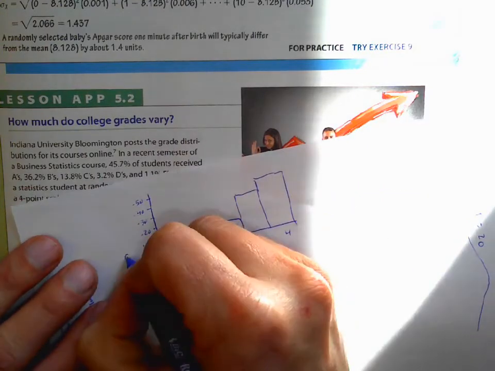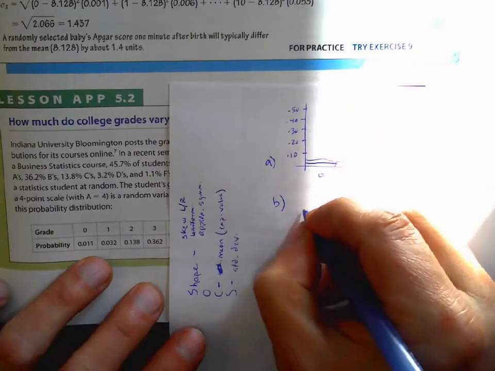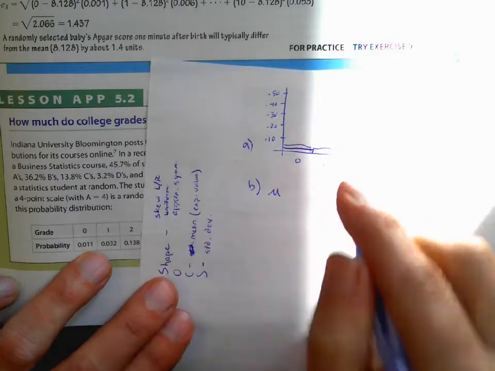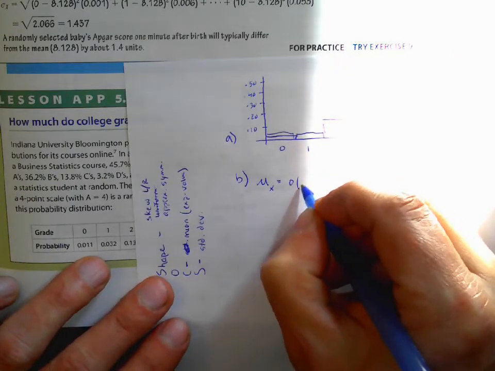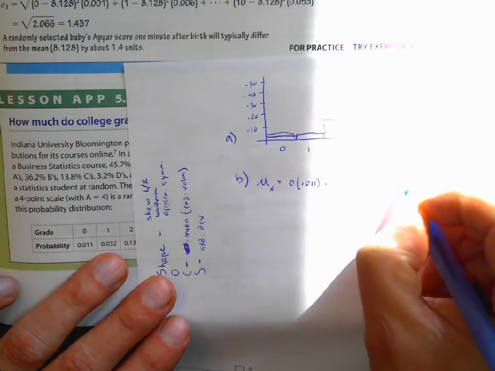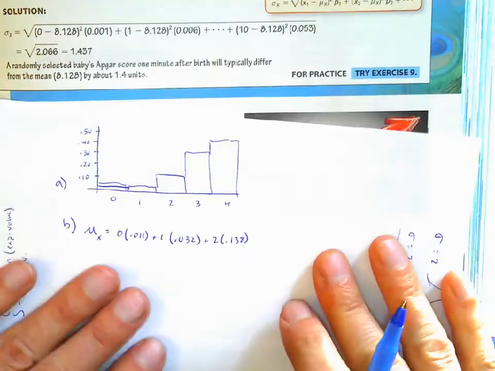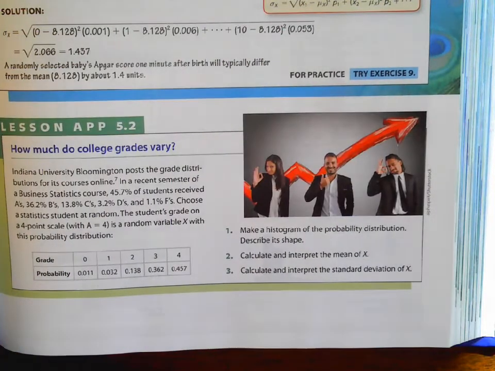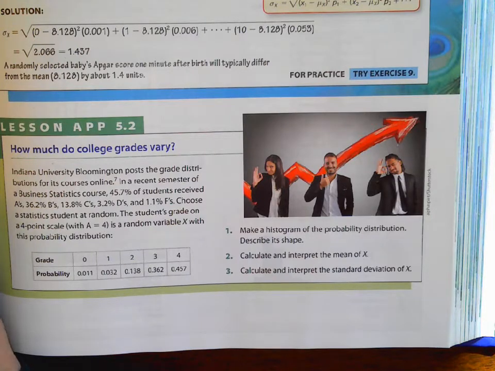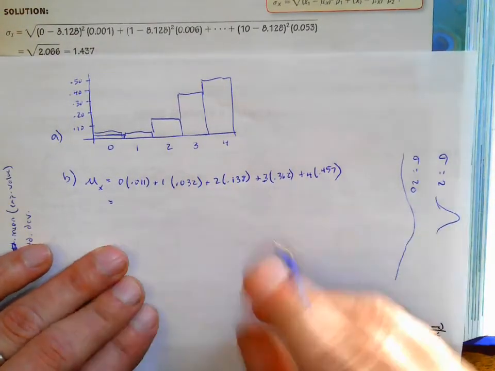Okay, for part B, I want to find the mean. Remember, to find the mean, we have to take the mean of the variable we're using. The mean of X is 0 times 0.011 plus 1 times 0.032 plus 2 times 0.138 plus 3 times 0.362 plus 4 times 0.457. Okay, so it should look something like this. We have to put this in the calculator and work this out.